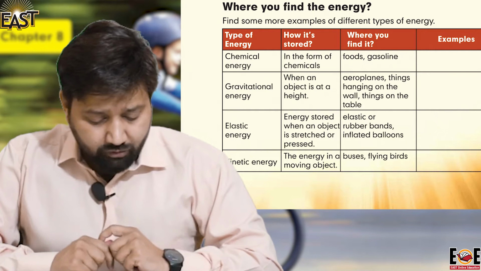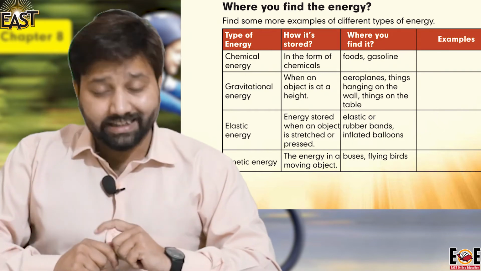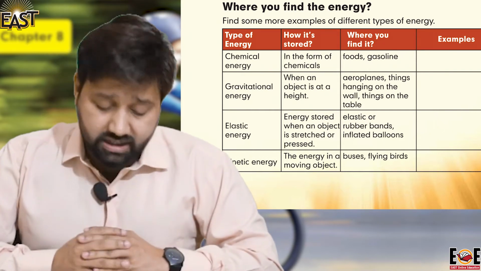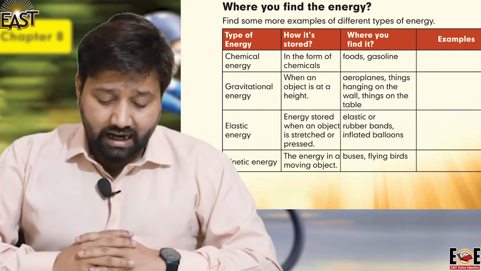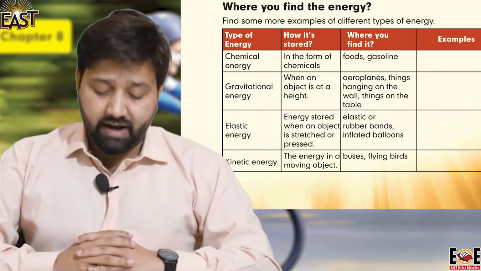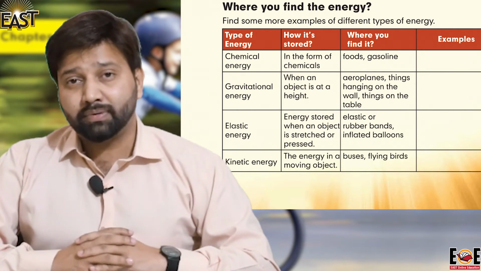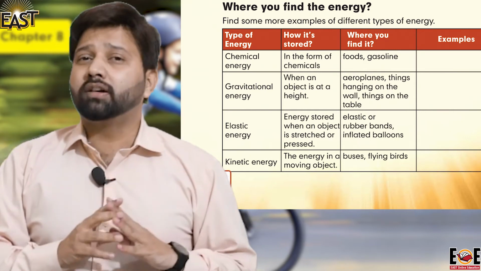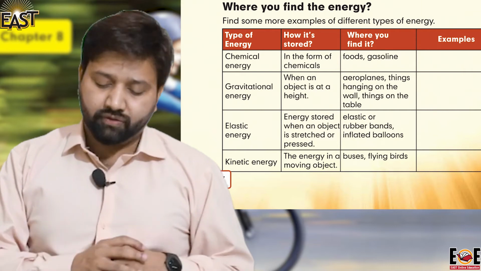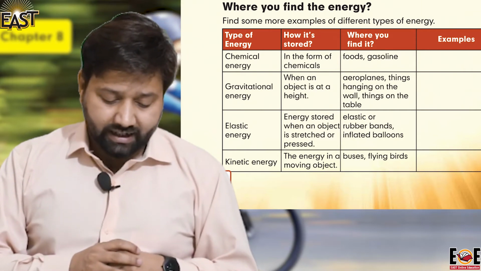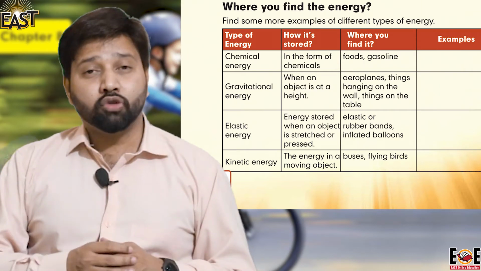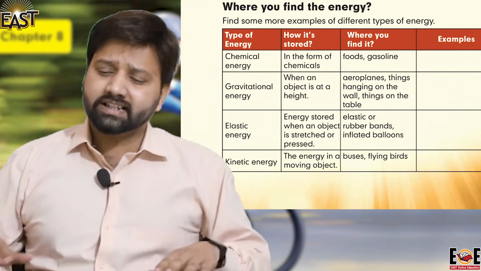Now we are moving on to the next type of energy, and it's kinetic energy. How it's stored? The energy in a moving object. Where you find it? In buses and flying birds. Now we have to give the examples, because this example column is empty and we have to fill it. Kinetic energy examples are moving cars and aeroplanes, definitely.